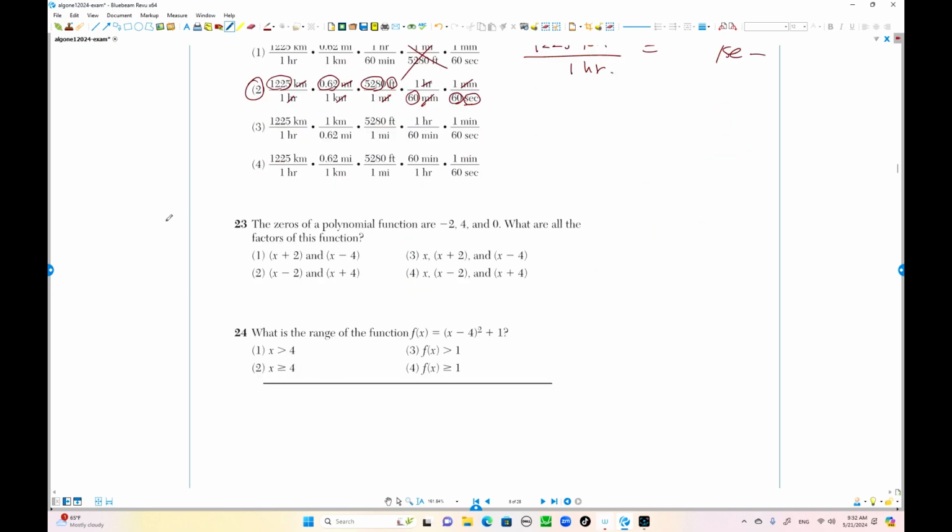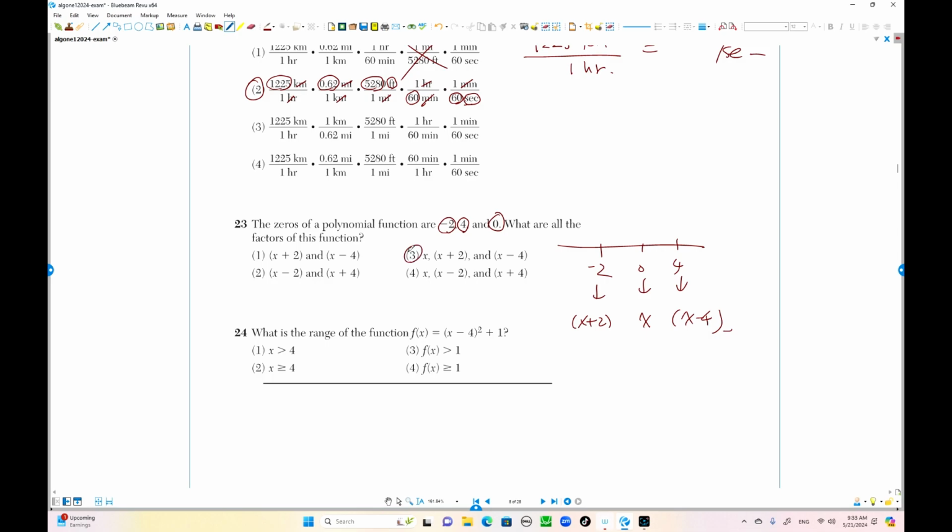The number 23. The zeros will be here. Negative 2, 4, and 0, right? So there's the x-intercepts, negative 2, 0, and 4. Each x-intercept generates a factor. Okay? This is x plus 2, this is x minus 4, okay? So which one is the answer? X plus 2, x minus 4. Choice 3 is the answer.